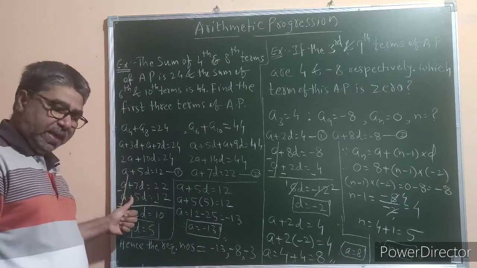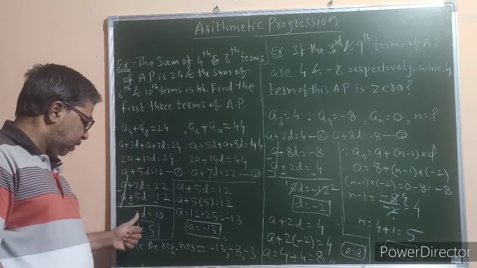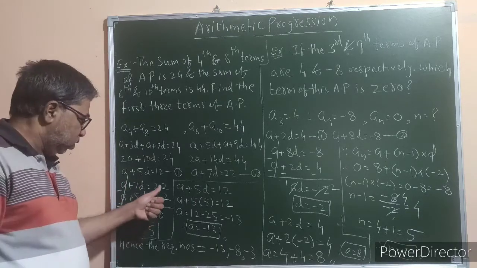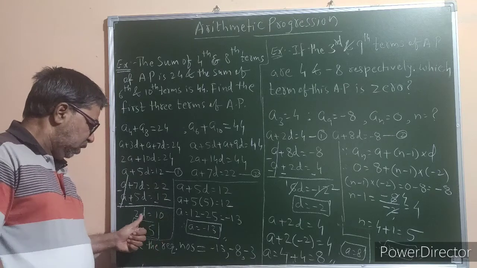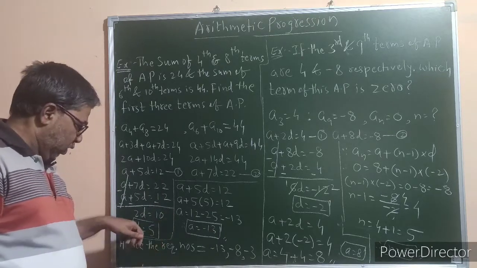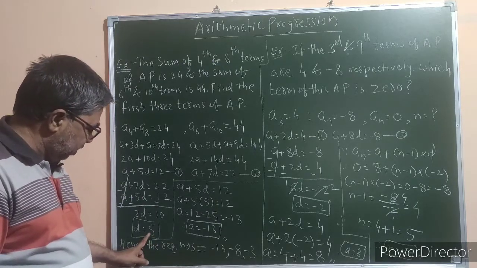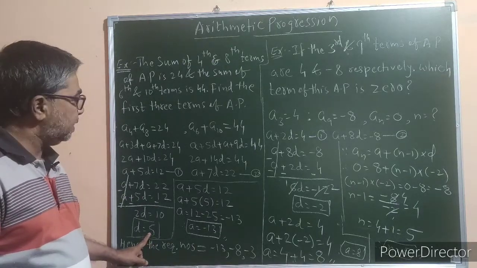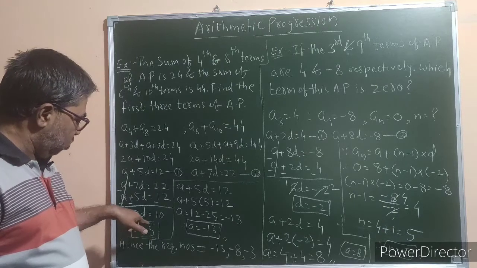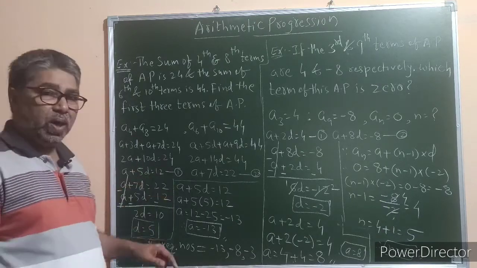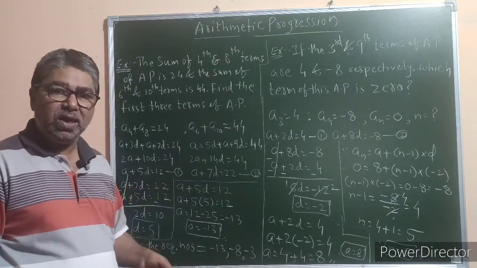Plus a minus a will be cancelling. 7d minus 5d will be 2d. 22 minus 12 will be 10. If 2d is equal to 10, then obviously d is equal to 5. So this d is equal to 5, the value we got here. If you substitute this value in equation 1, you will get the value of a.